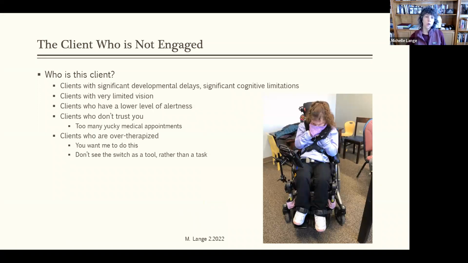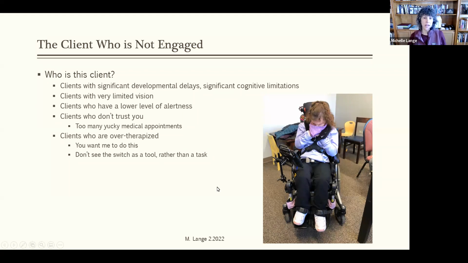So, who is this client? Well, the client may have significant developmental delays, perhaps significant cognitive limitations. Sometimes this client may have limited vision, and that can add another layer to make this more difficult because now we have to come up with a task to help this client see the switch as a tool. And again, we're assuming here that the switch is their best access method, or at least a good place to start, but we want them to engage, and we may not be able to do so from a visual standpoint. We need to bring in auditory and tactile and such.